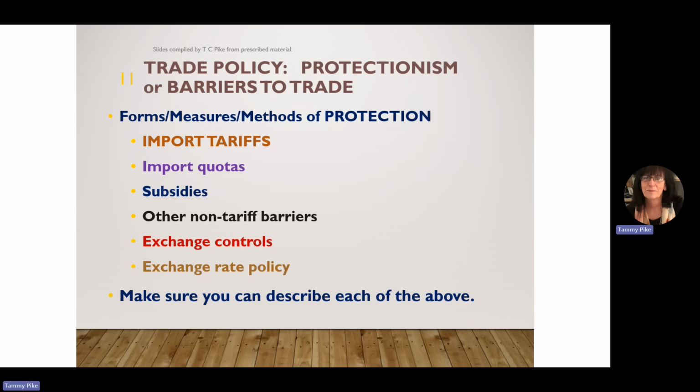All right, that's what we're looking at. Look at all the names: forms, measures, methods of protection, barriers to trade. So many different ways we can give this information or ask this of you in a question. Be sure you recognize it.